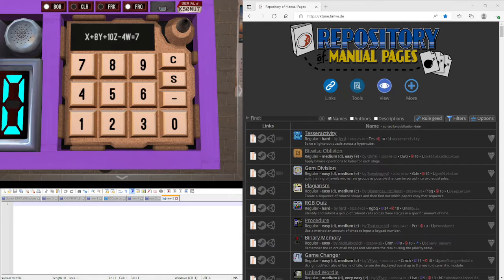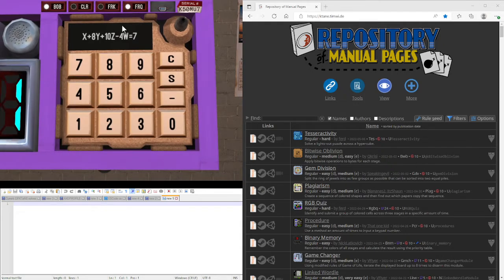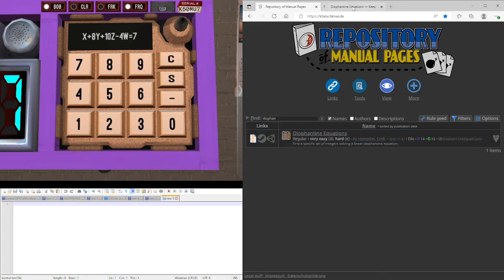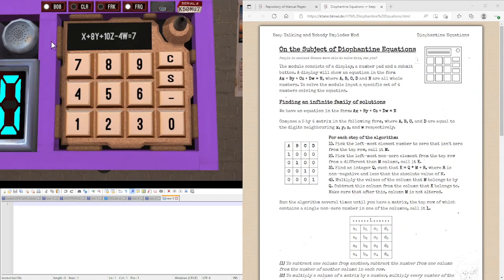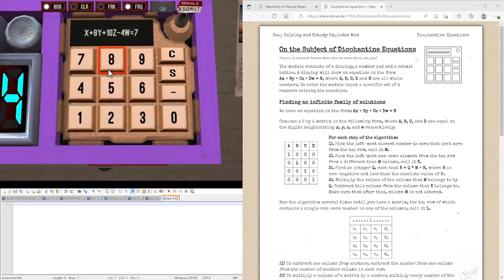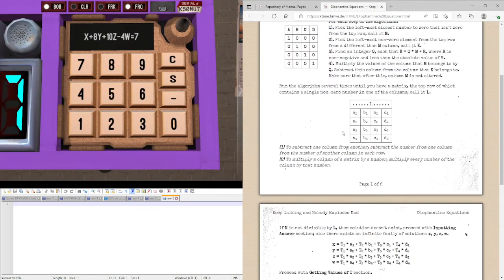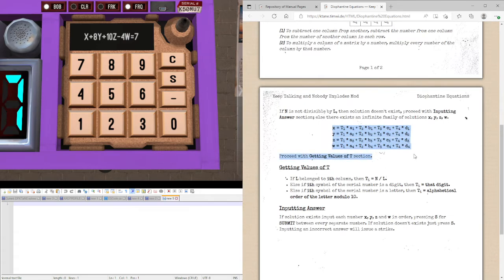Hello guys, Exeter here. Today I should be going over the module Diophantine equations. In this module we're going to be finding out, one, if this Diophantine equation has solutions. It either has none or an infinite family of them. And then finding a set solution based on this equation down here.